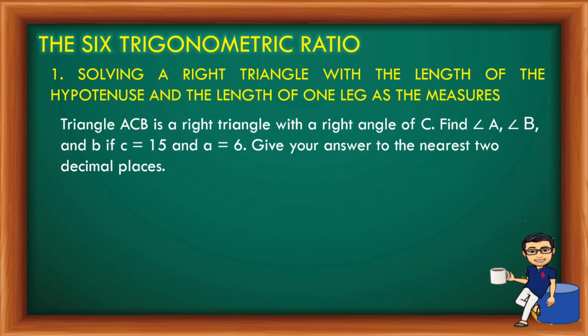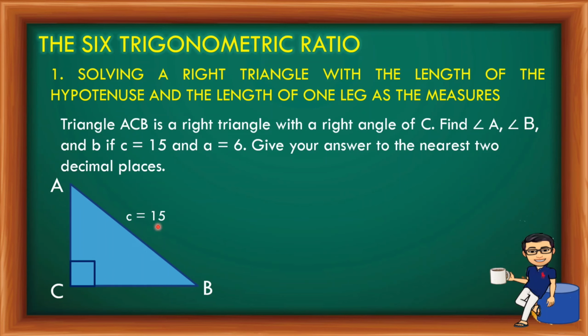So, let us illustrate first the problem given. So, ito yung triangle ABC na binabanggit natin dito. So, alamin natin yung mga given side. Side c, ito yung opposite ng angle C. So, ito yung side c natin which is 15. Next is a which is equal to 6. So, ito yung angle A natin, opposite that angle. Ito yon, ito ngayon yung a which is equal to 6.